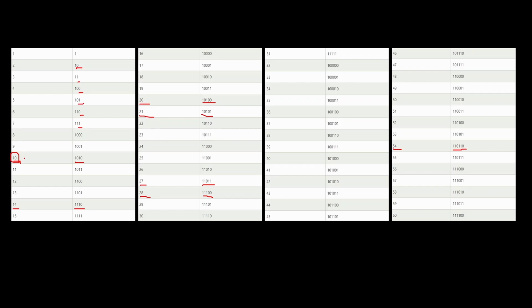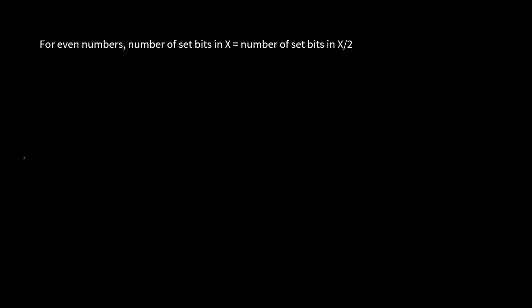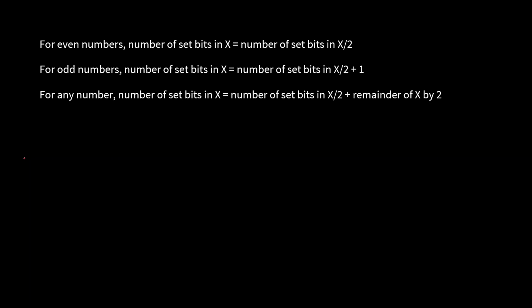Now let's see how we can solve it. This is our first conclusion, that for even numbers the number of set bits in x will be equal to the number of set bits in x by 2, and for odd numbers the number of set bits in x will be equal to the number of set bits in x by 2 plus 1. Combining these two, for any number the number of set bits in x will be equal to the number of set bits in x by 2 plus the remainder of that number, that is x mod 2. This simplifies our two conclusions.